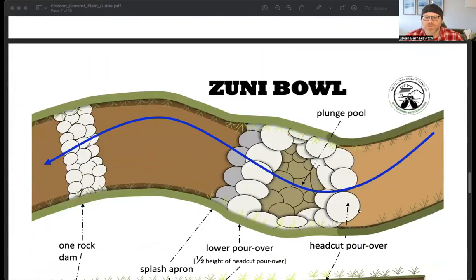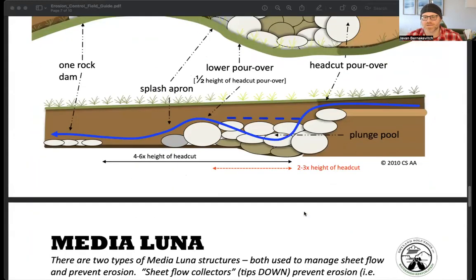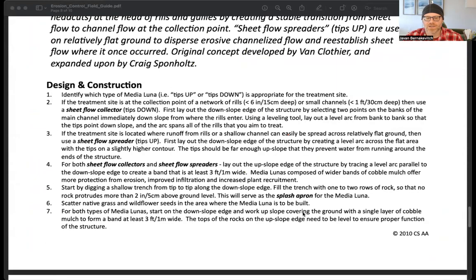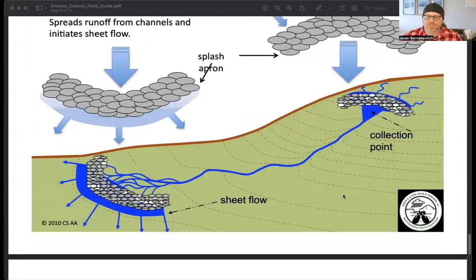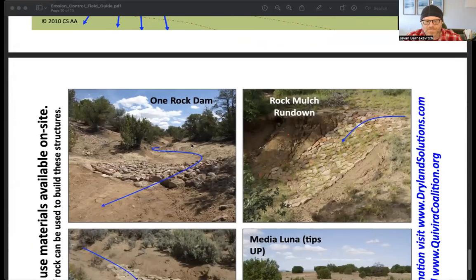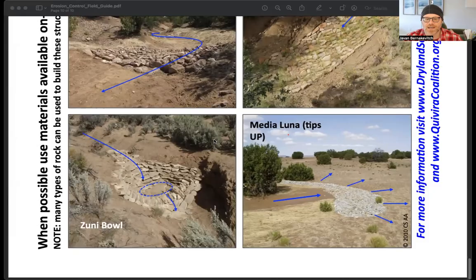A Zuni bowl is kind of like a big plunge pool that's totally armored. So you can see here in this design, and I'll show you a couple of real life examples in a moment. Media Luna, tips up, tips down, is a way to collect water or spread water. It's a great opportunity to again use something like a one rock dam to collect and to spread. And some great examples here of what they look like in situ and how they change over time.